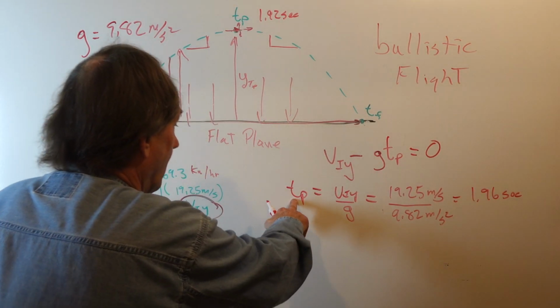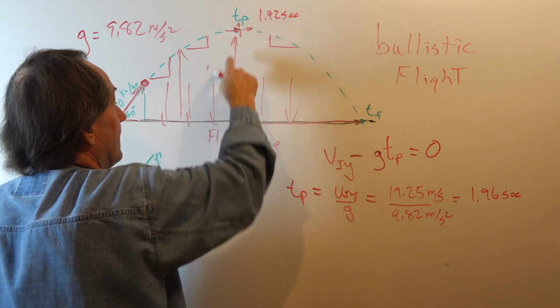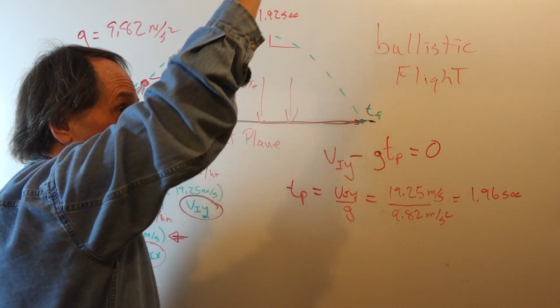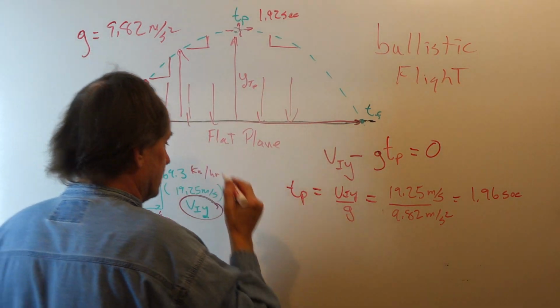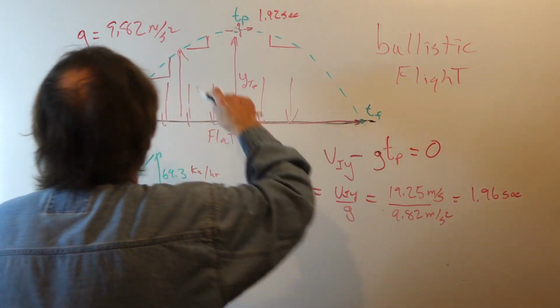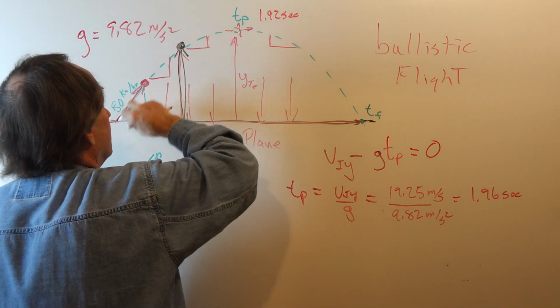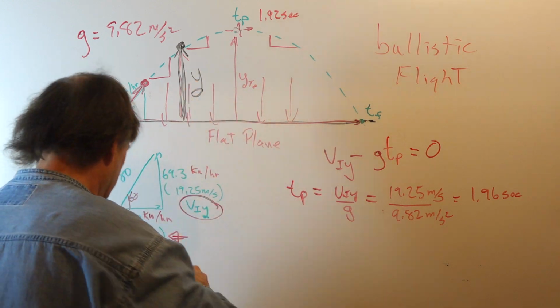Now that we know how much time it takes to get to the top of the trajectory, we can calculate how high up it is when it reaches the peak. Generally speaking, any distance up from the ground anywhere along this trajectory, we'll call this distance y.